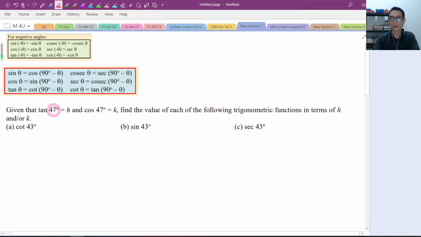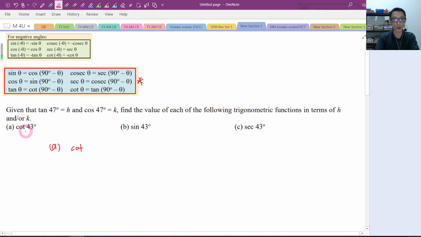So this is 47, but why is the question asking about 43 degrees, the trigonometric ratios which involve 43 degrees? What is the relationship between 43 degrees and 47 degrees? Try to think. They are complementary angles, right? 47 plus 43 is equal to 90 degrees. So it means we can use these rules to help us solve all these questions.